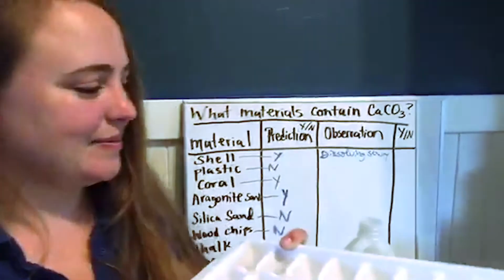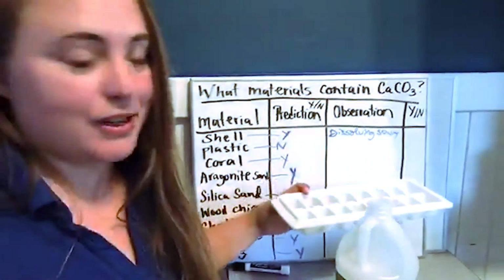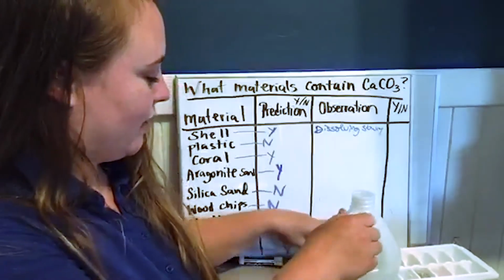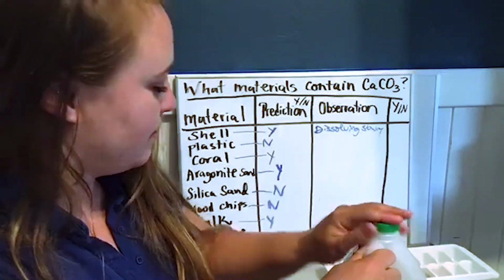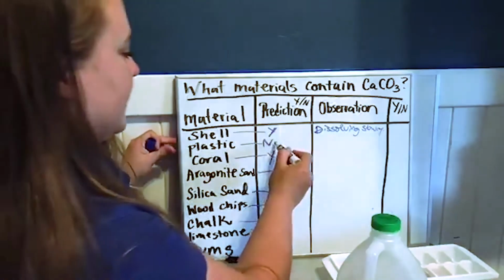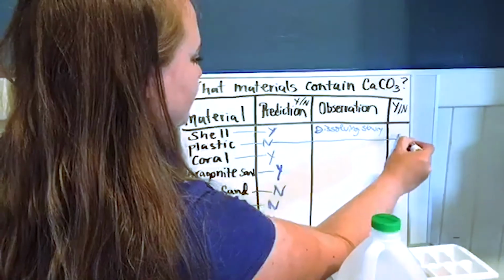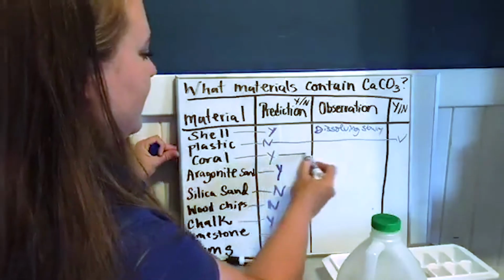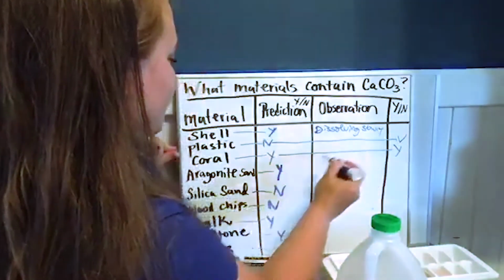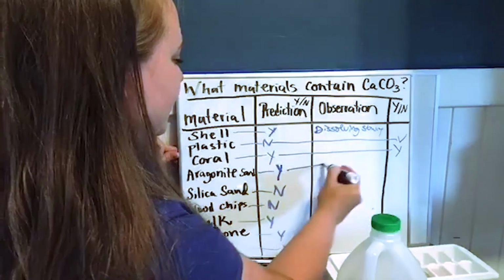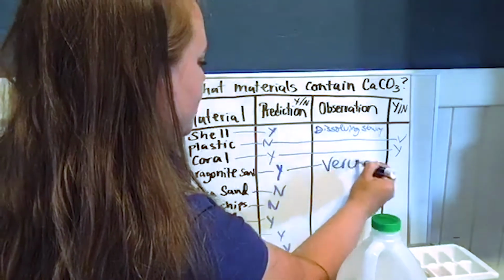Well, I didn't keep up very well with my graph, so let's do some ketchup. Plastic, no dissolving. Check. Coral, some slow dissolving. Aragonite sand, very much.